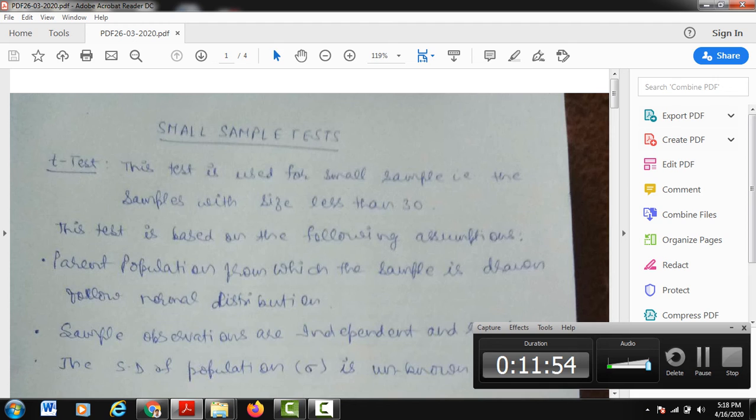For large samples, we have one and only one test in our syllabus, the Z test or large sample test, and it has various applications: the difference of means, the difference of standard deviations, and population proportions. For small samples, when the sample size is less than 30, we have three tests in our syllabus: t test, F test and chi-square test, and these three tests have their own applications.